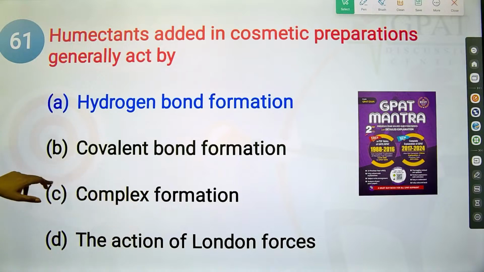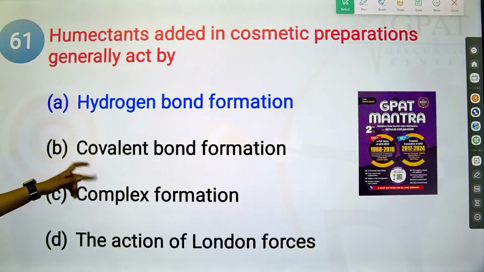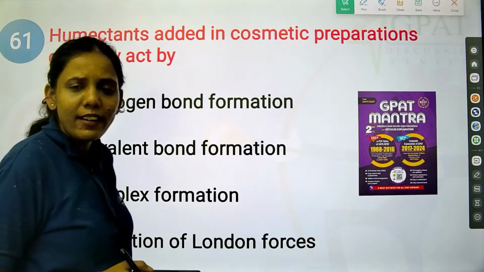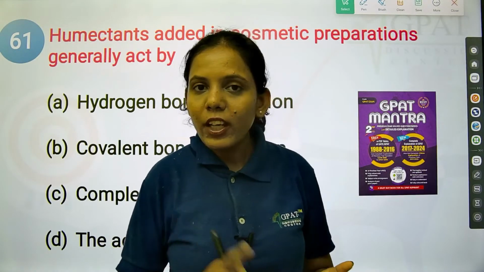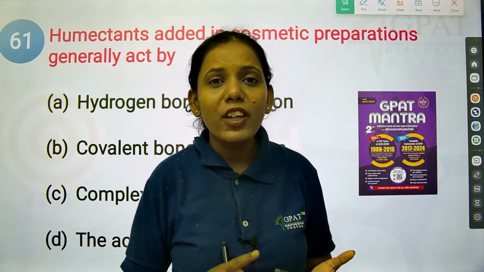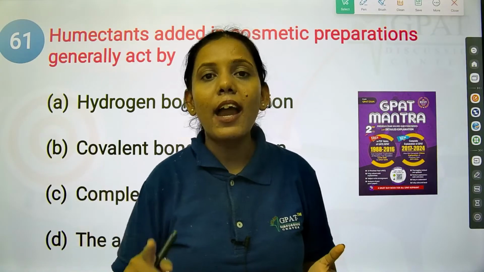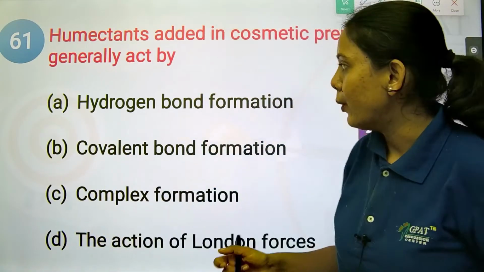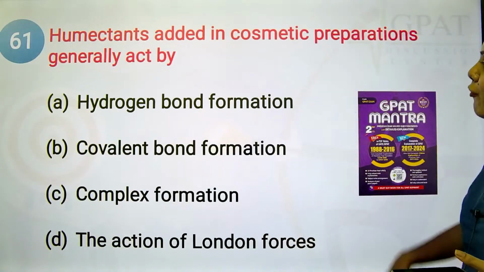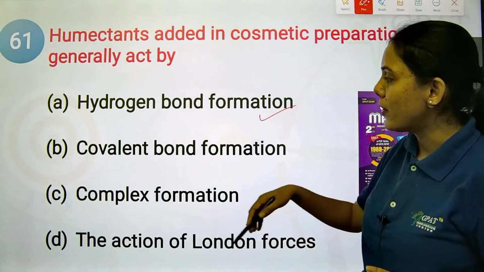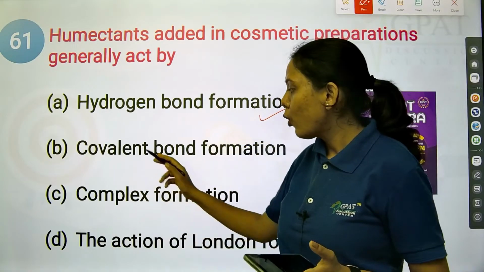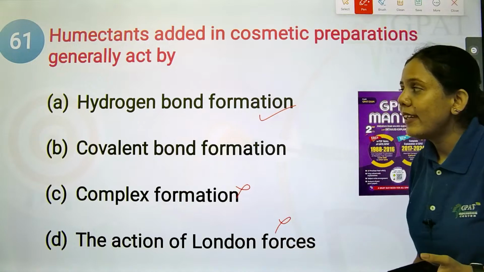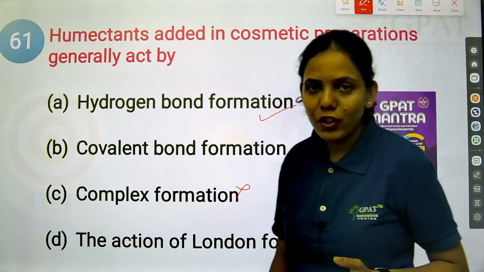Next is, sorry, I missed this one. Humectants added in cosmetic preparation. First of all, humectant, remember from the term that they maintain the humidity. Whether you are adding in the toothpaste or any formulation, it maintains the moisture content. So that is hydrogen bond formation. Covalent complex is not there, it is not having any carbon and all. It is the weak hydrogen bond formation, that is humectant.